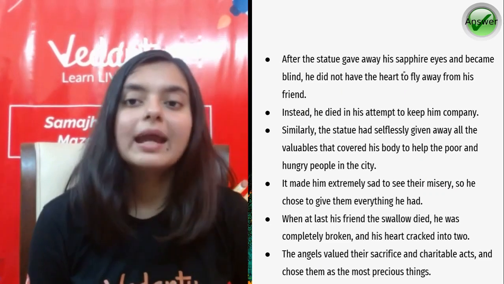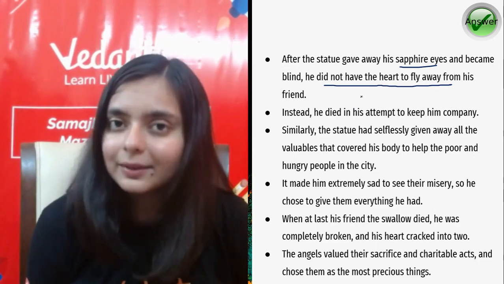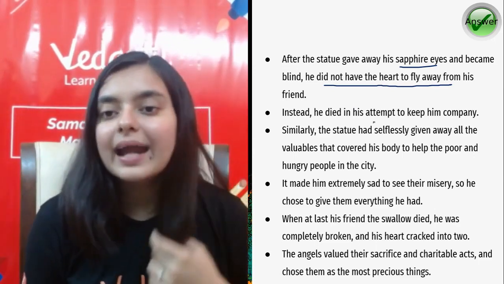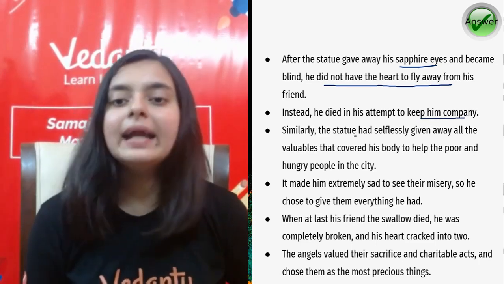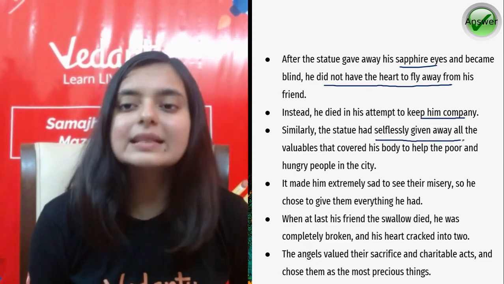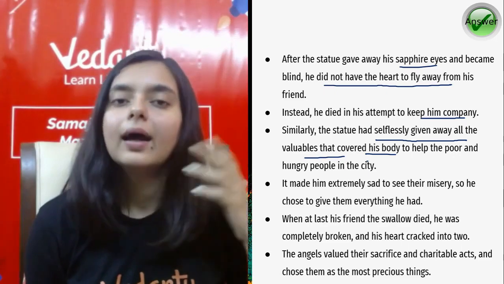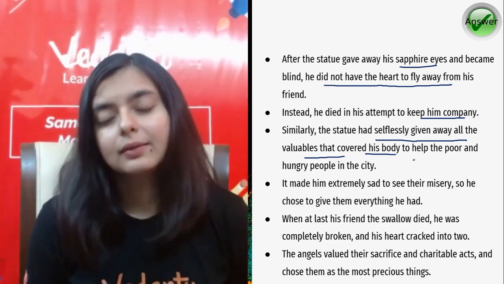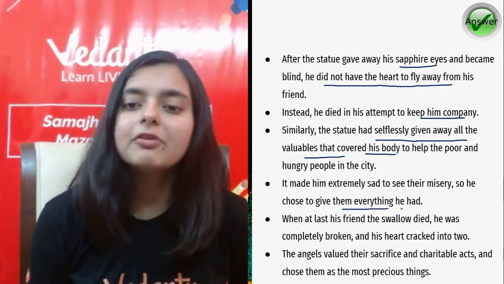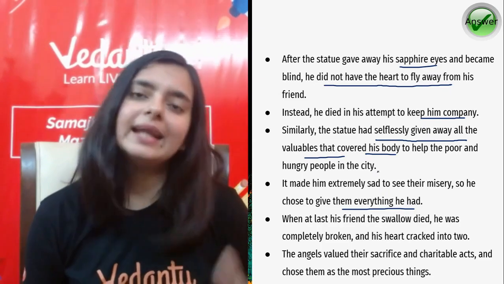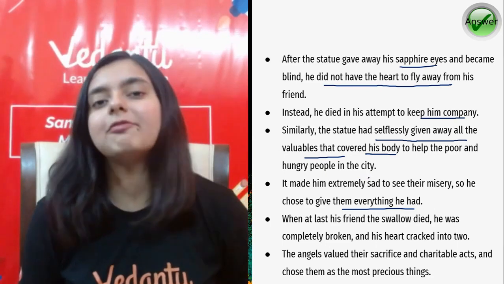And after the statue gave away his sapphire eyes and became blind, he did not have the heart to fly away from his friend. Okay, so he died in his attempt to give him company, to become his companion, right? Similarly, the statue had selflessly given away all the valuables that covered his body so that the poor could be happy. Okay. It made him extremely sad to see their misery. So he chose to give everything that he had without expecting anything in return. So this was definitely a selfless task.